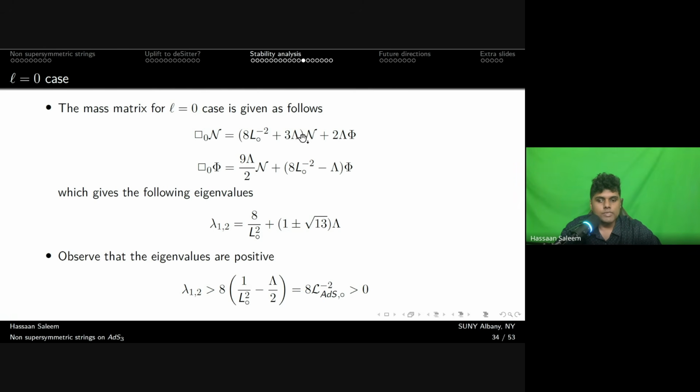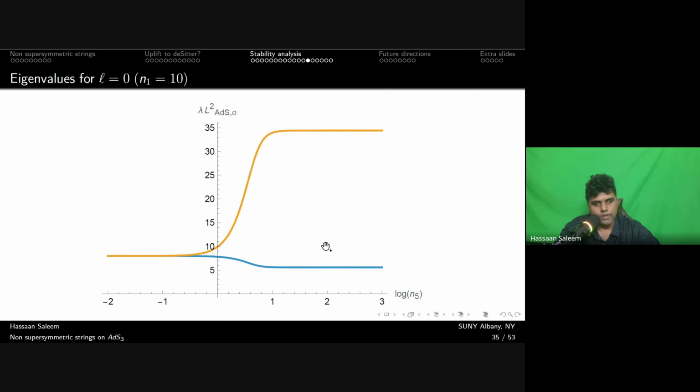Why? Because you can just calculate the eigenvalue for this mass matrix, and it turns out to be this, and you can show that both of these are positive because you can use this inequality to show that this whole thing is positive. But we can still plot them, and if we plot them, sure enough, they are positive. So it's not a surprise that they are positive.